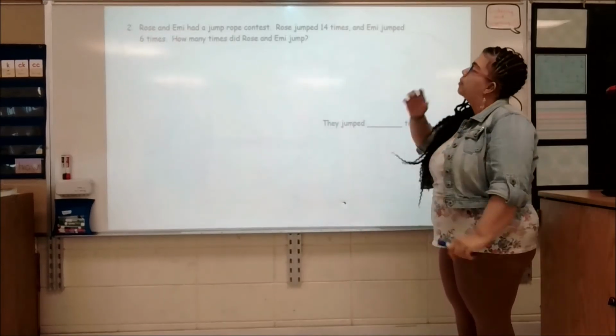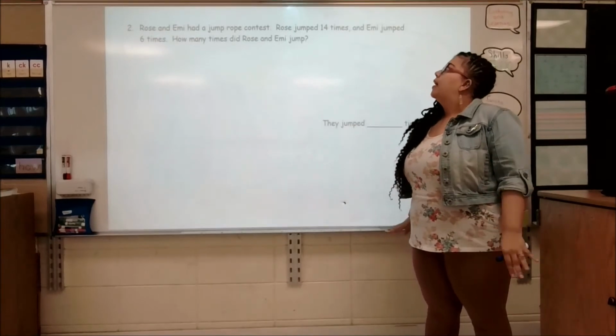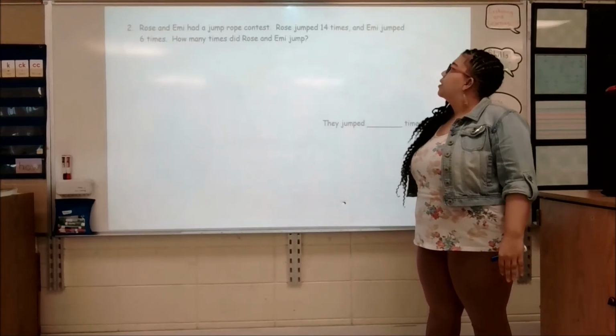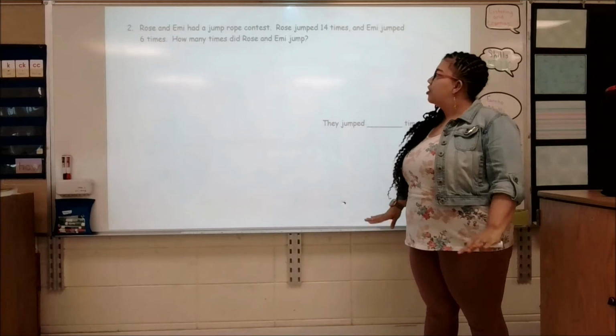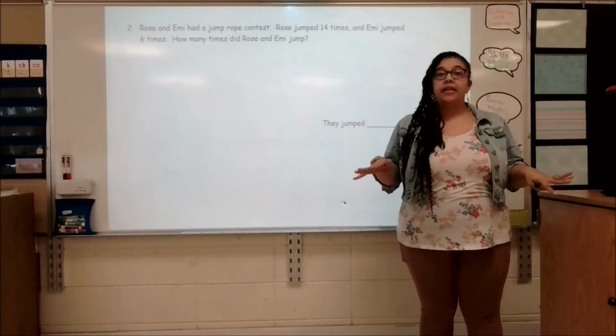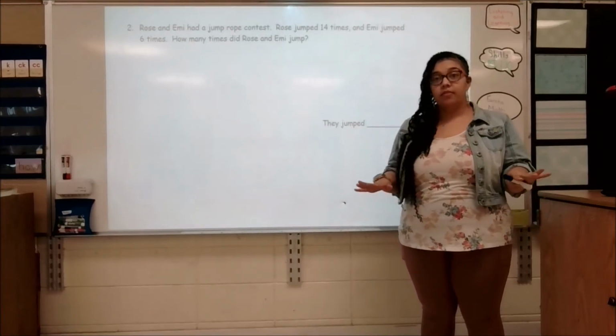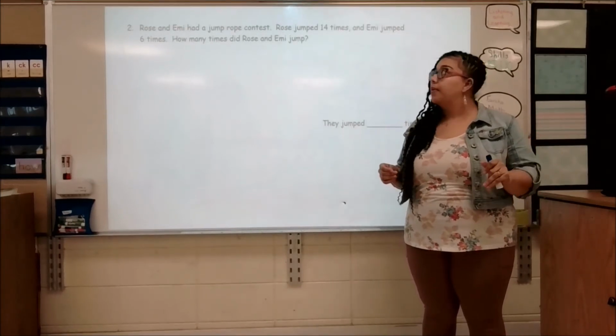All right, the next problem reads, Rose and Emmy had a jump rope contest. Rose jumped 14 times and Emmy jumped 6 times. How many times did Rose and Emmy jump? Now, we've read the problem. Now let's reread the problem.